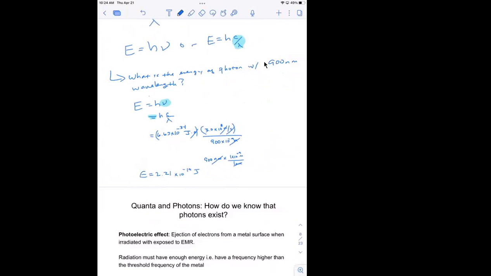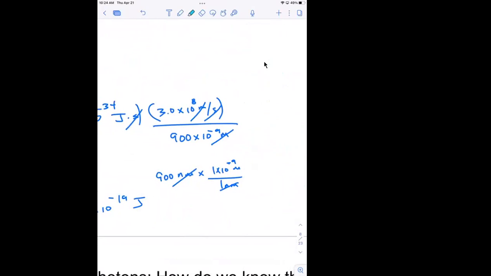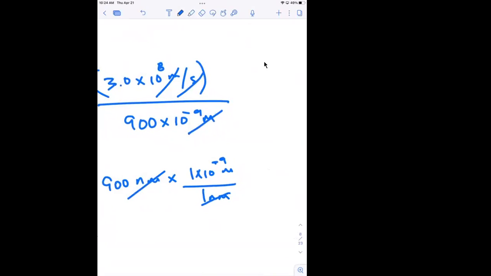But the point is, if we don't have the frequency, we can always use the wavelength. We have a wavelength. The speed of light is a constant, and Planck's constant is a constant. We can figure this out because we can just use a different expression. We can substitute in c over lambda for nu and solve it that way. And our wavelength is more than likely going to be measured in nanometers, so we always have to convert that into meters. That's the other important thing here.